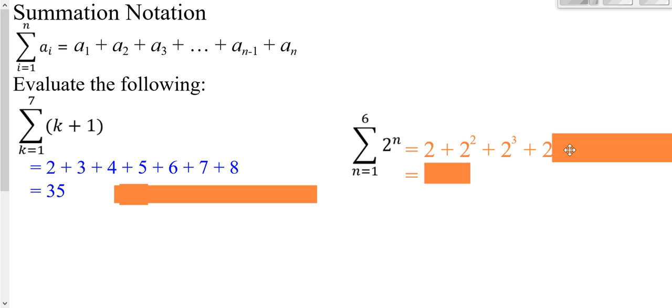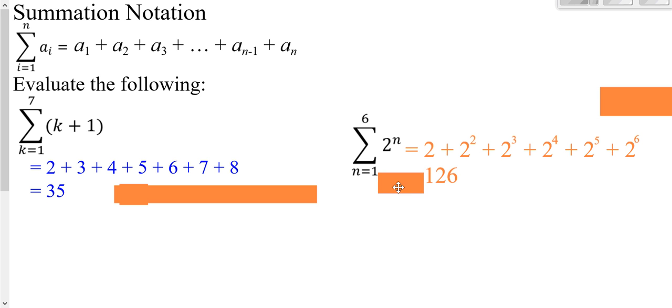And you keep doing that until you actually plug in this top number. When you plug in that top number, 2 to the sixth, that's what you would stop with. Now you could either do this in your head or work it out with your calculator, and you would get 126.